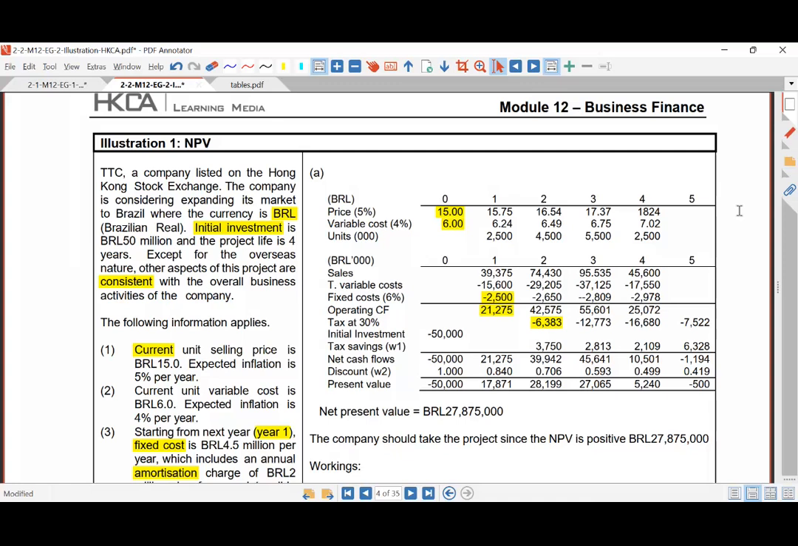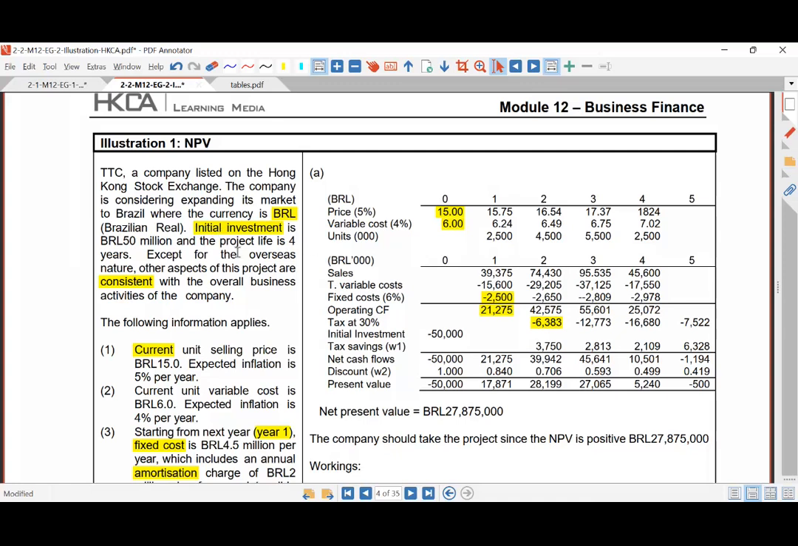Basically, it's to calculate the NPV here. So TDC, a company listed in Hong Kong Stock Exchange, is considering expansion to Brazil. So it is an overseas investment here. And in Brazil, they're using BRL, that is the Brazilian real. The initial investment, when you talk about initial, means year 0, right now.